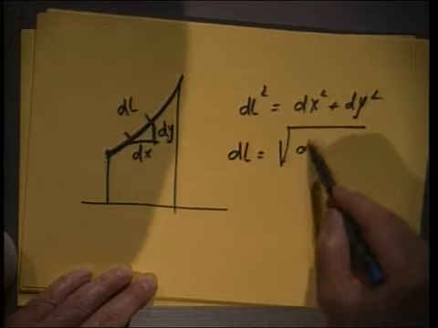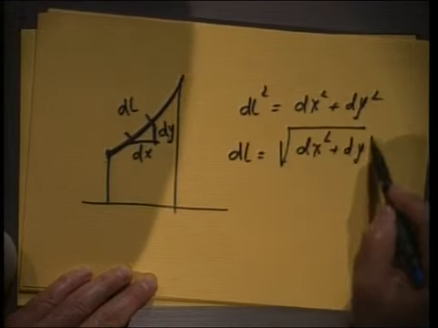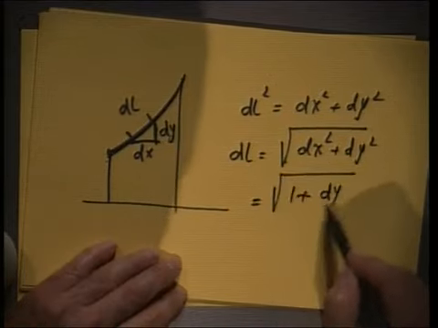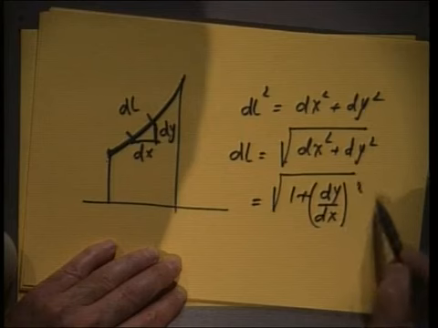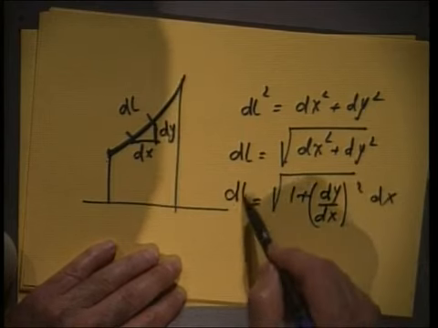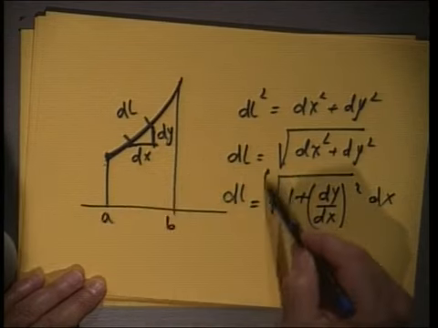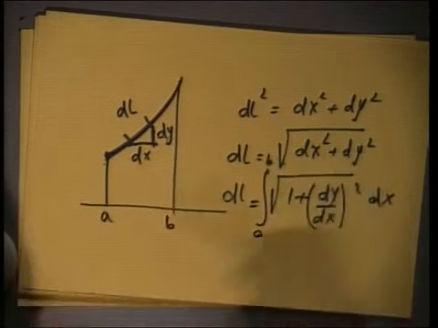The square root of dx square plus dy square, and you take dx square outside, so you have the square root of 1 plus dy by dx all square, times dx. And this is in fact your differential, or infinitesimal, of the length. If you wish to calculate the length between the points A and B, all you have to do is integrate from A to B. And this is actually the length between A and B.